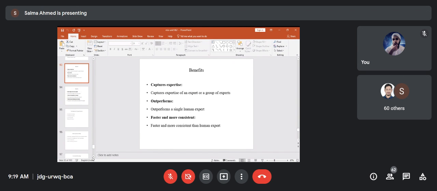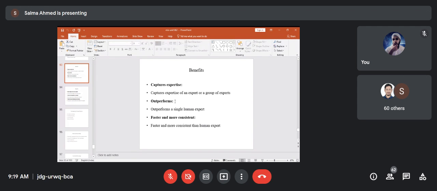It is faster. It can take a decision much earlier. It depends upon how fast you feed the information. At that rate only, it will give you the answer. It will give you the diagnosis. So it is faster than human beings, and it is also more consistent. Why do we say it is more consistent? Because human beings, if they start working at say 9 in the morning, by the evening get tired, but software will not get tired. So it is faster and more consistent than human experts.